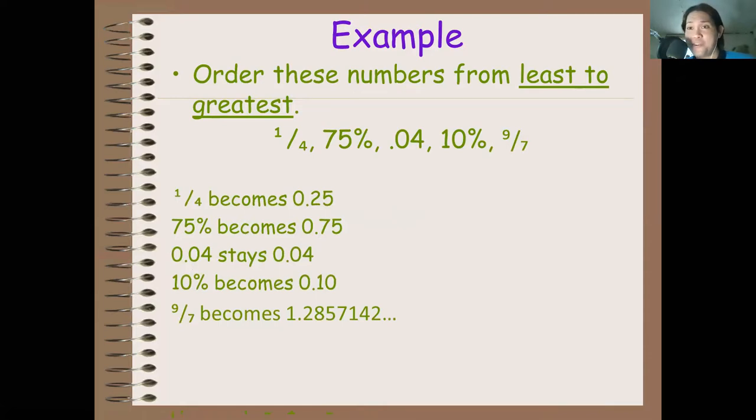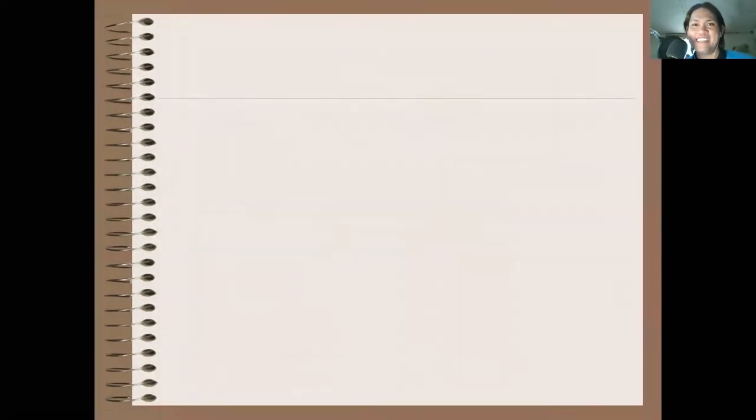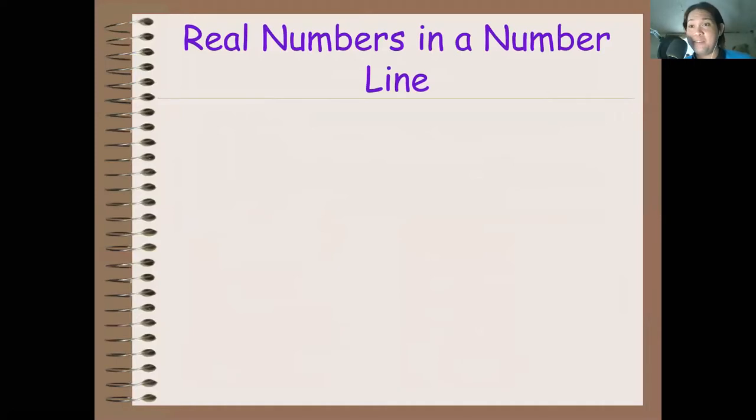1.2857142. So in short, it's very easy for us, and it is more convenient to convert them into decimal before we order or compare the rational and irrational numbers. Correct? So now we can identify and arrange them from least to greatest. We have 0.04, 10%, 1/4, 75%, and 9 over 7. So easy, right?